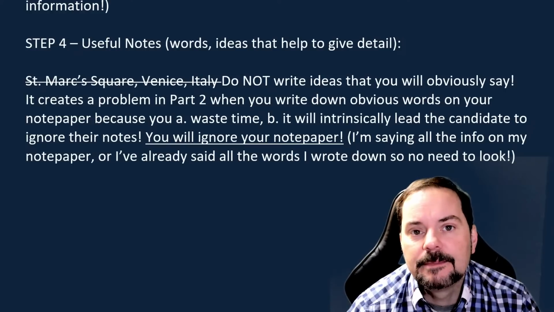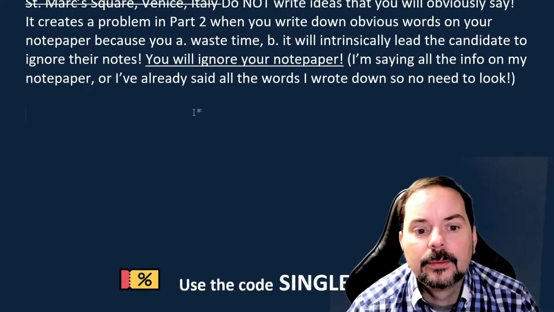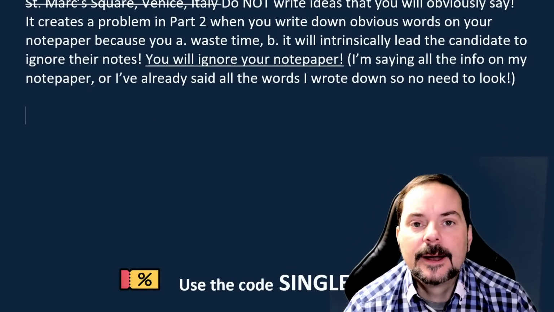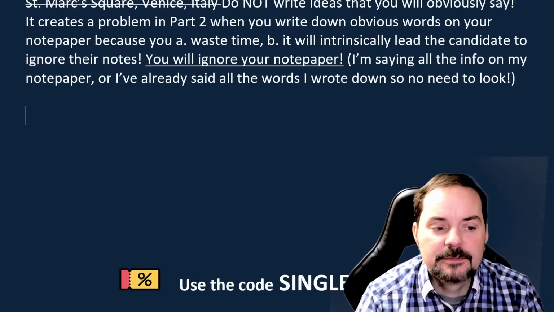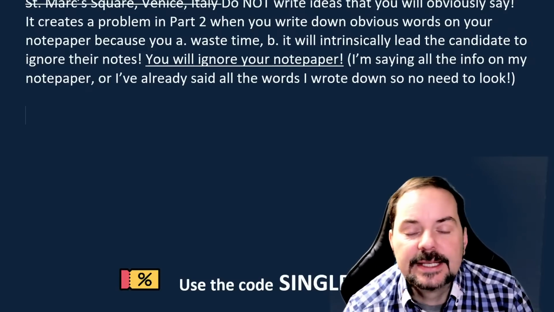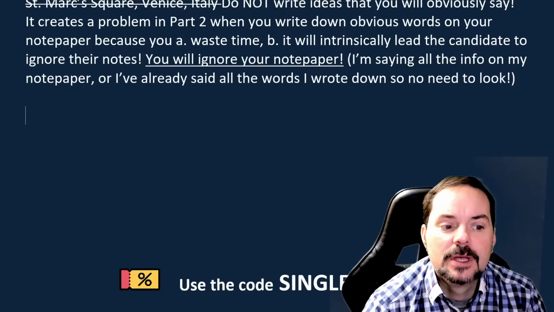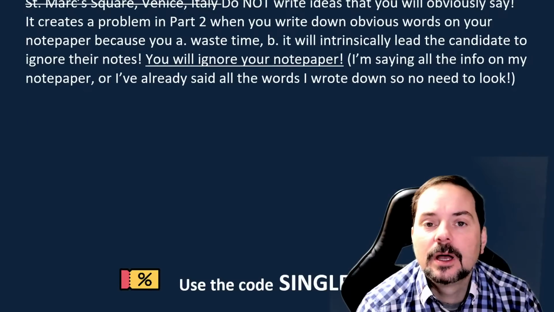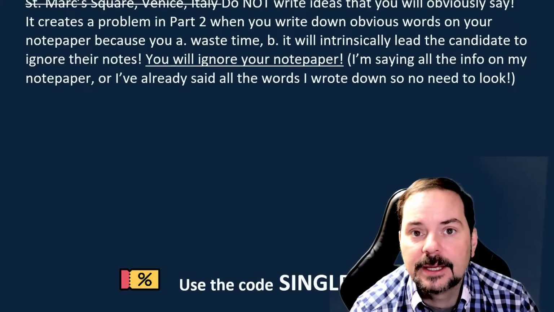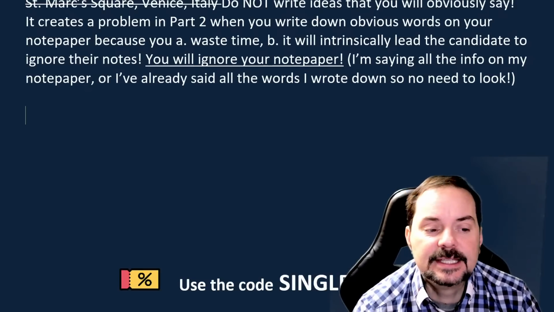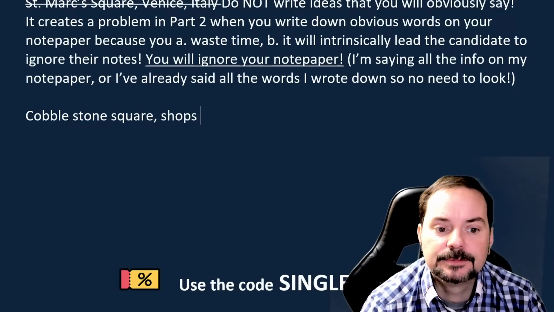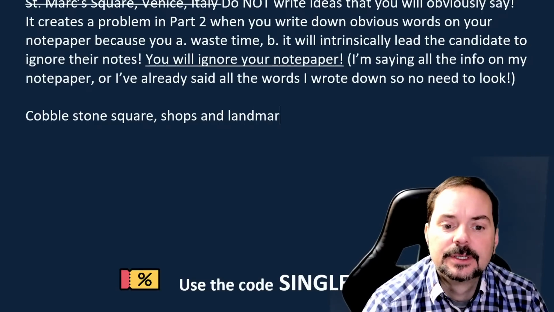So on the note paper, write down the important information. So I'm going to go with St. Mark's Square. So instead of writing down useless information, right? I'm going to write down words and content that will help me to give details, like cobblestone square, shops, and landmarks. Okay.